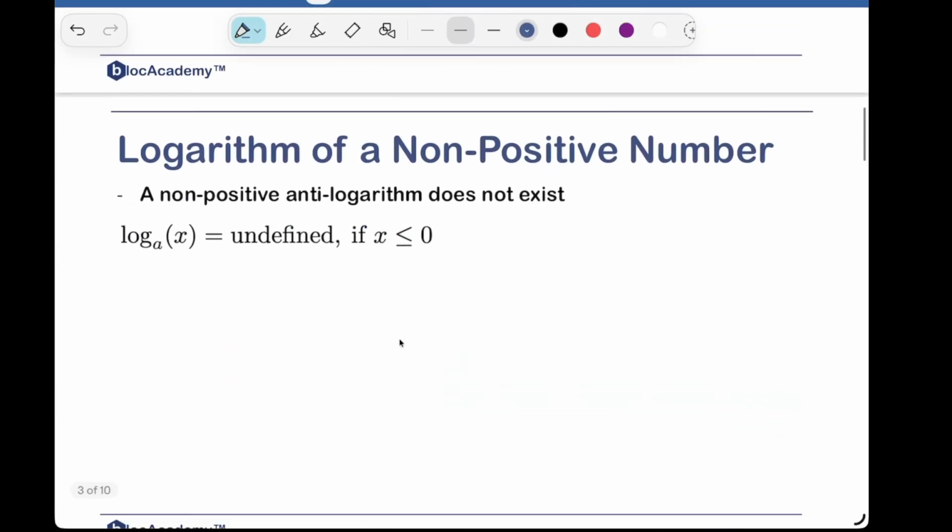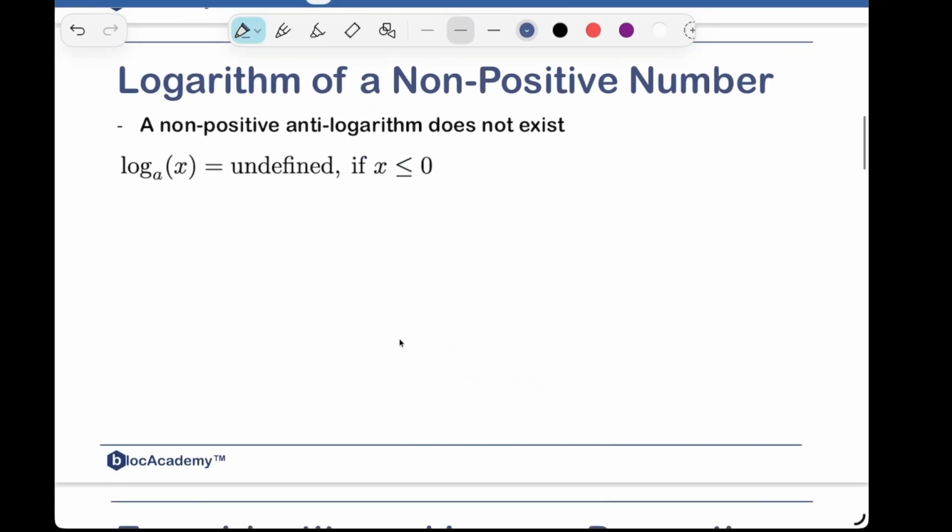Now, let's look at the logarithm of a non-positive number. Let's suppose this was defined, say defined as log a of x equals b. Now, we're going to prove why this is not defined if x is less than or equal to 0. By definition, we can define this as a to the power b equals x.